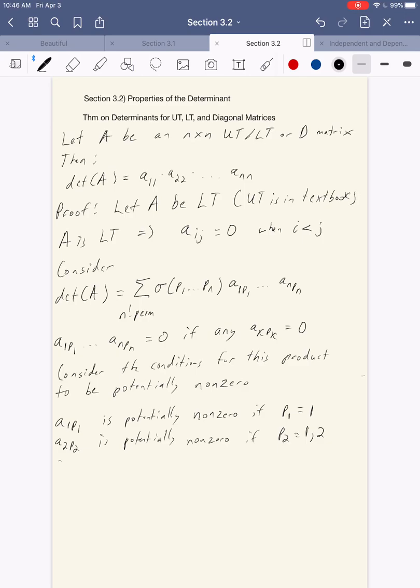And of course, this would continue on. A3,P3 is potentially non-zero if P3 is 1, 2, or 3. If it's anything larger than 3, then this is guaranteed to be 0 by this. And of course, this would continue on. An,Pn is potentially non-zero if Pn equals 1, 2, 3, down to n.